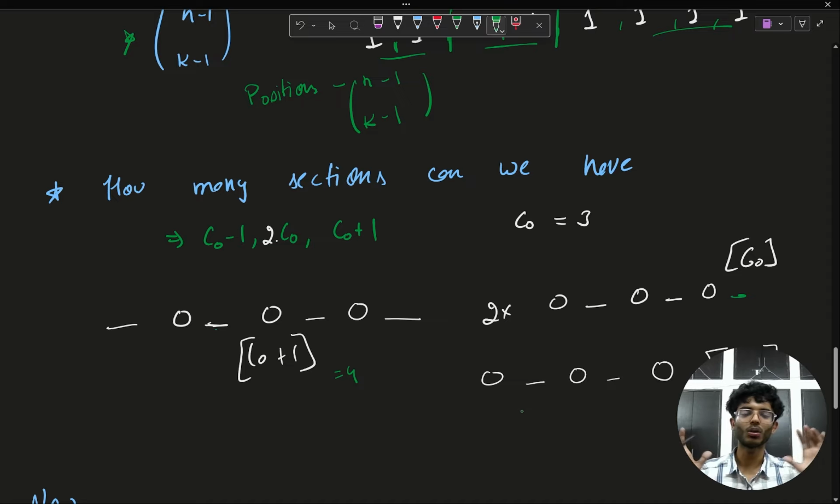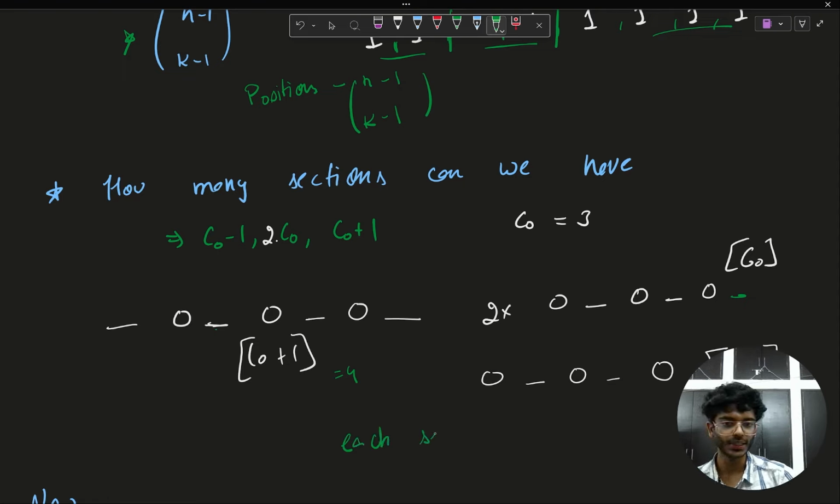Right. Now, how to calculate our answer? If we can calculate for each section the number of ways to place ones and twos, are we done? We just need to sum up over each section the number of ways we can place ones and twos, and we're pretty much done with it.